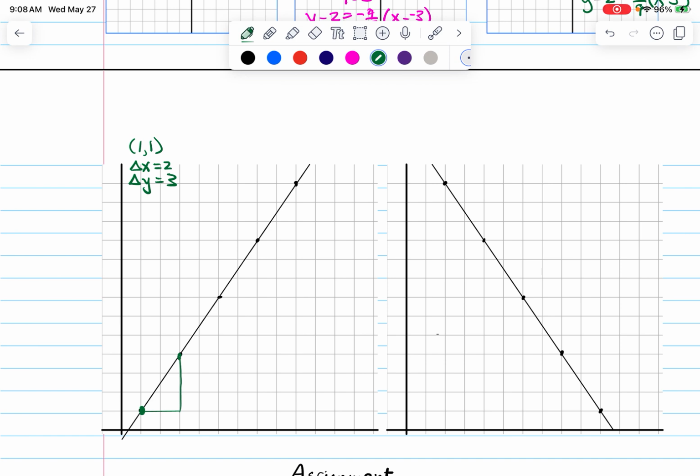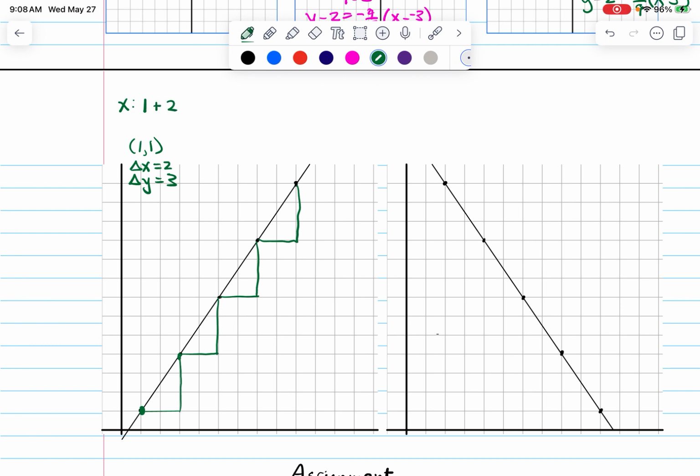Okay? Now, from here, notice I go over 2 and then up 3 again. Over 2 and up 3 again. So, look, here's what's happening. Think about this. We start off with this point, and I'm just going to look at the x's, okay? So here's what's going on the x coordinates. We start off with 1, and we add 2 to it, right?